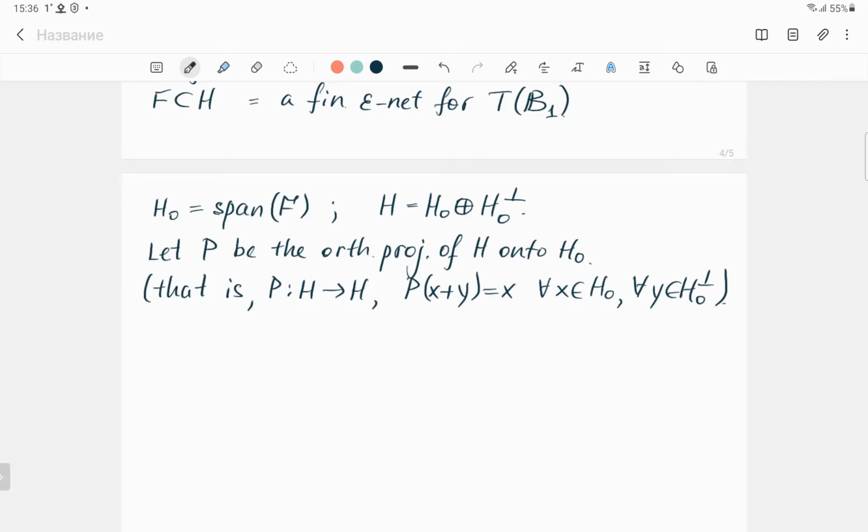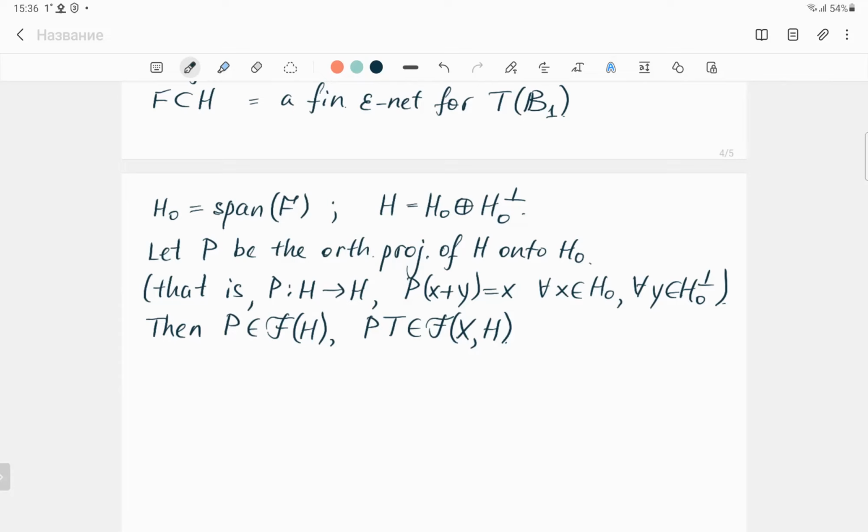Well, clearly P is a finite rank operator because its image is contained in H0. And the same is true for the composition. So P is a finite rank operator on H, and PT is a finite rank operator from X to H. And what I want to do is to show that PT is close to T. If we show that PT is close to T, then this will imply that T is approximated by finite rank operators.